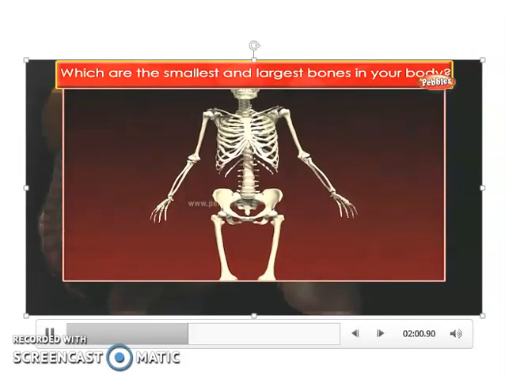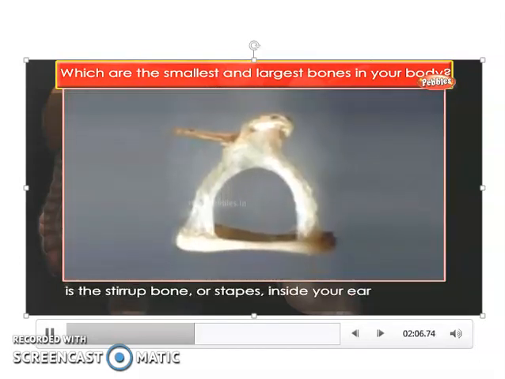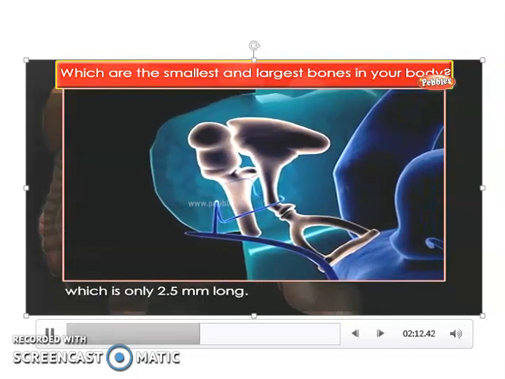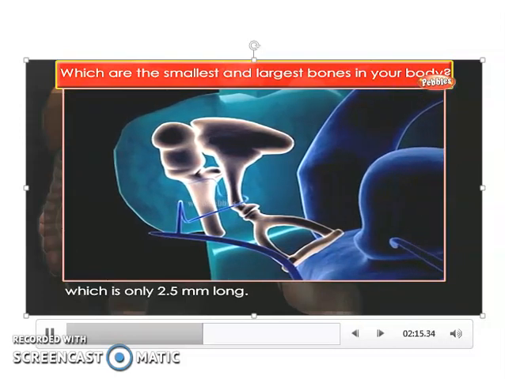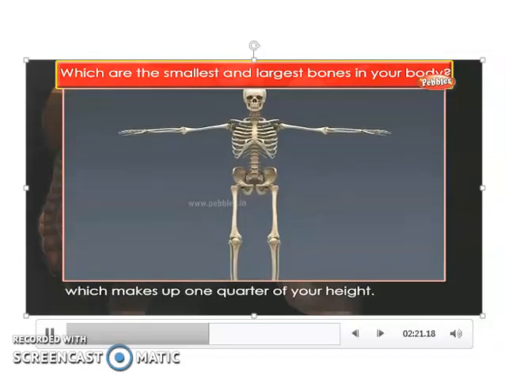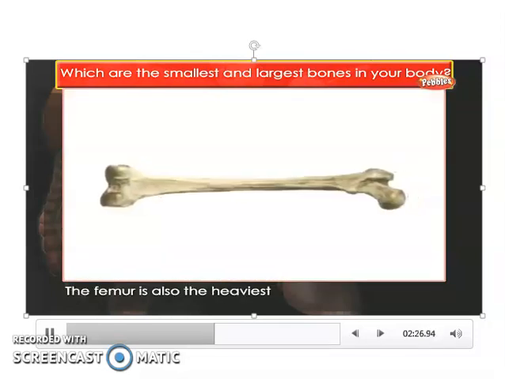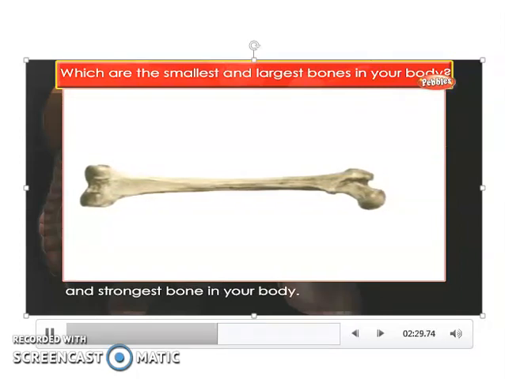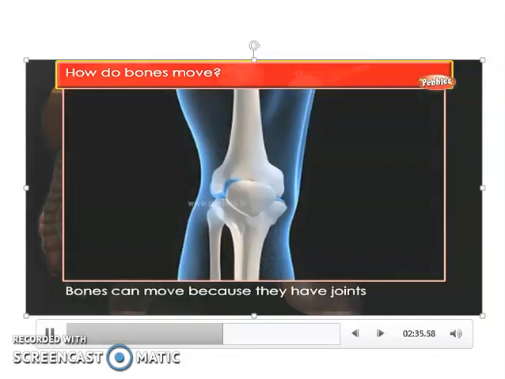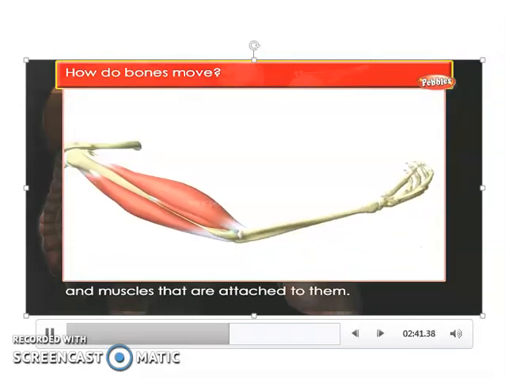Which are the smallest and largest bones in your body? The smallest bone in your body is the stirrup bone or stapes inside your ear, which is only 2.5 millimeters long. The largest bone is the femur or thigh bone, which makes up 1/4 of your height. The femur is also the heaviest and strongest bone in your body. How do bones move? Bones can move because they have joints where two bones meet and muscles that are attached to them.